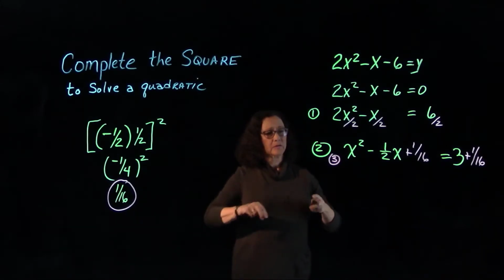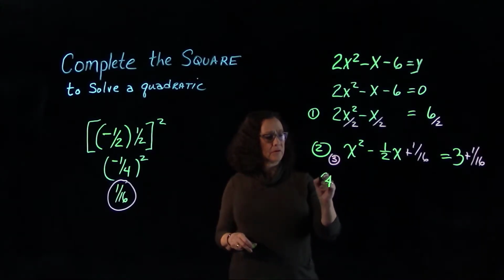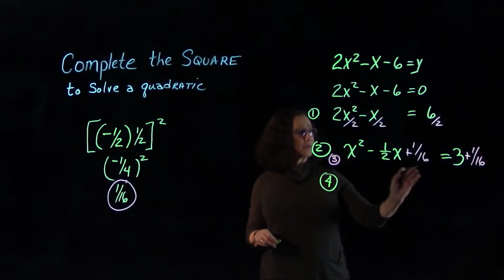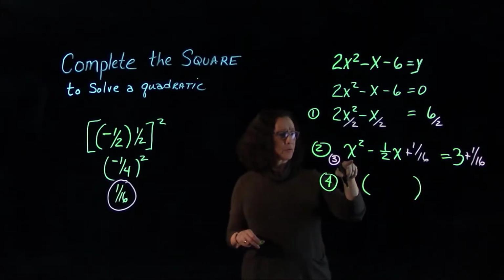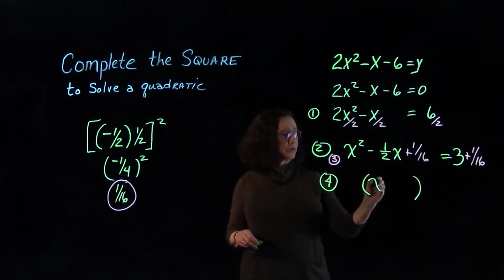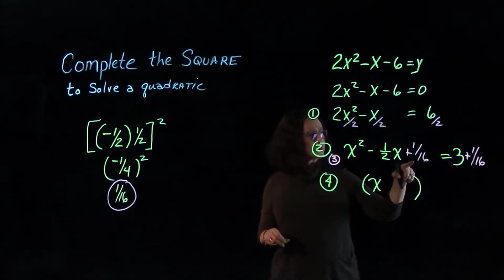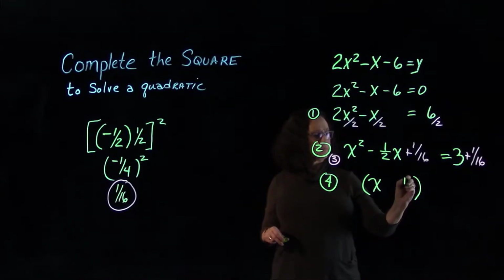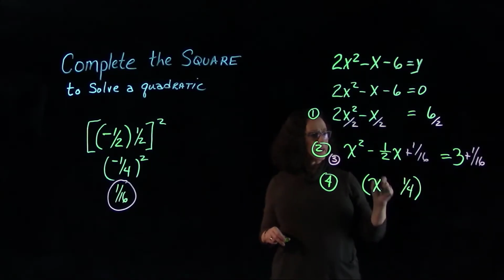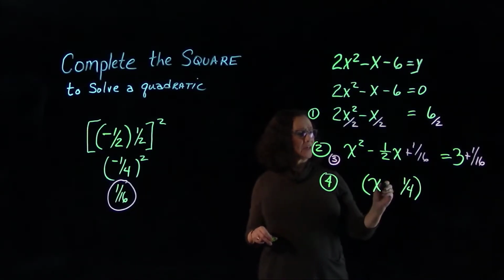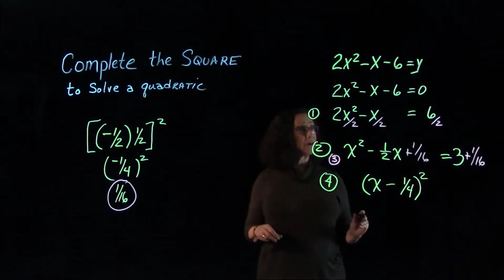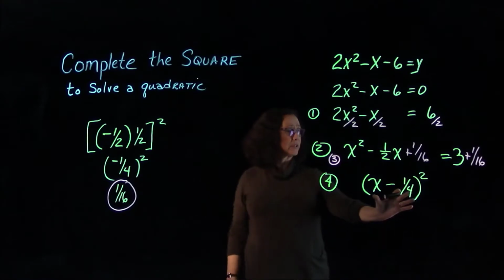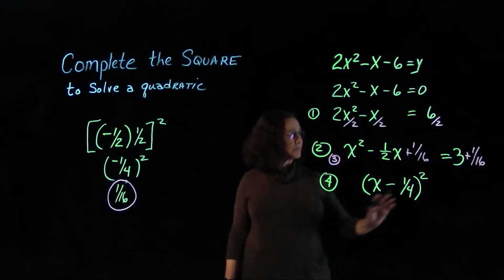Step 4 is to rewrite the trinomial as a perfect square binomial. So you take the square root of your first term and put it in, and take the square root of your last term, and we take the sign from the center. And that is our perfect square. That's what we're trying to do, completing the square. We just completed the square.